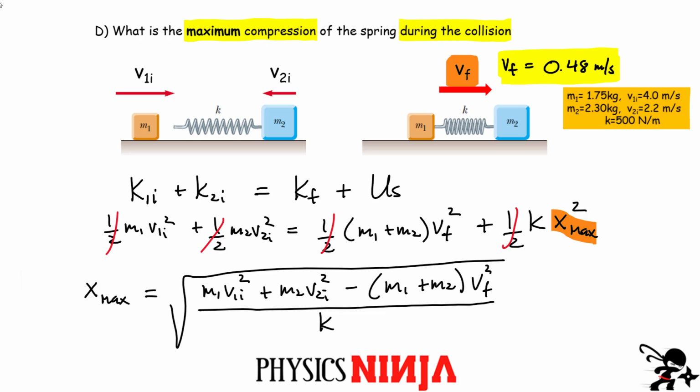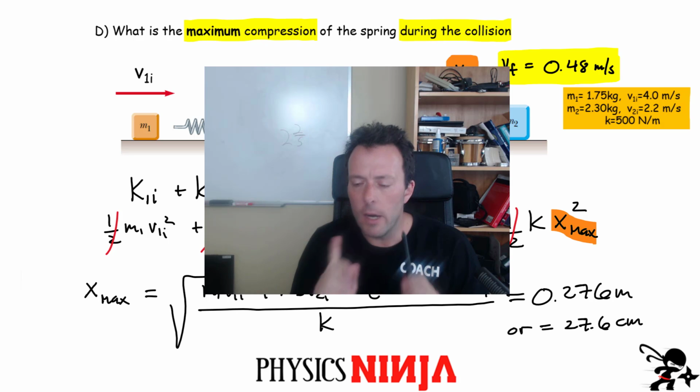Ooh. All right, so that is our messy looking expression. However, we know every single quantity in this term. K is 500 newtons per meter. We know all the initial values. We know the final value we calculated here is 0.48. Put in all the numbers. If I did that correctly, I get 0.276 meters. Again, that is equivalent to 27.6 centimeters. All right, folks, that's it.